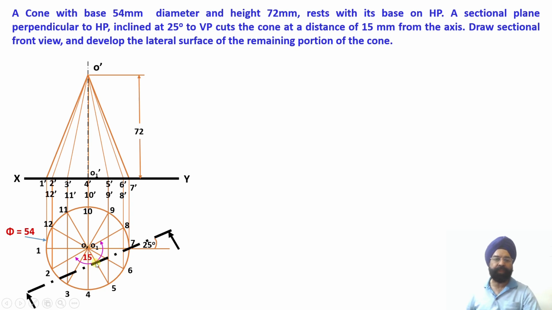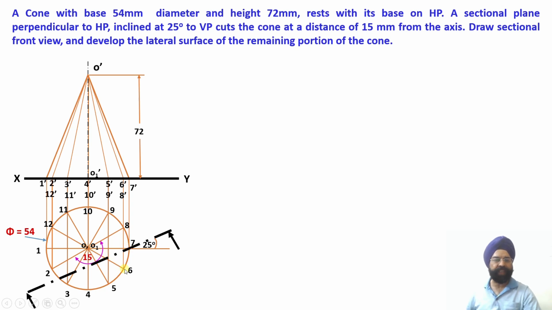So the cutting of the cone with this auxiliary vertical plane, which is at a distance of 15 millimeter from the axis and inclined at an angle of 25 degree with respect to the vertical plane, has resulted in obtaining 6 points of intersection. The first point of intersection lies on the point 7, on the slant generator O7. So the cutting plane is going to cut the slant generator O7 at the point 7.